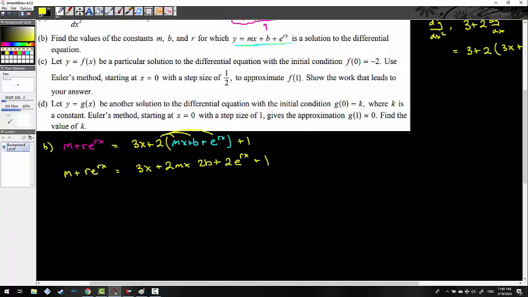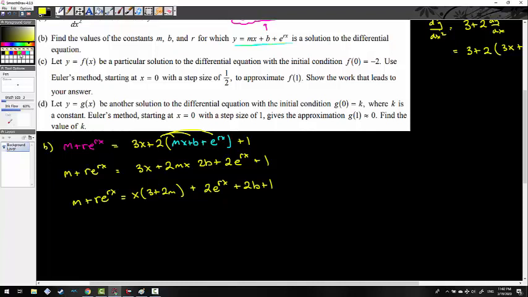e to the rx plus 1 here. And so I'm going to just solve this the traditional way. I'm going to use solving by association, but before I do that, on these last three terms, I'm going to rearrange them. I'm going to factor out an x from the first terms, so it'll be 3 plus 2m, and then plus 2e to the rx. I'm just going to switch the order of this, and then plus 2b plus 1. And that's all equal to m plus re to the rx.